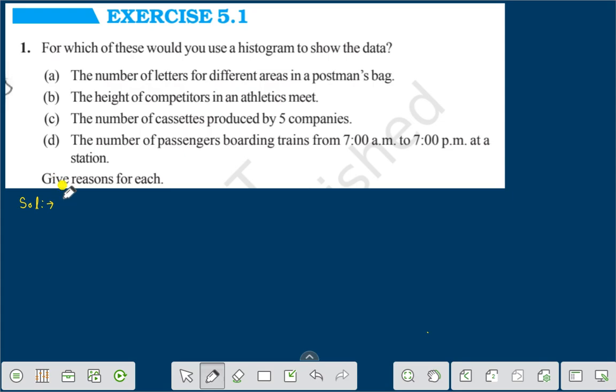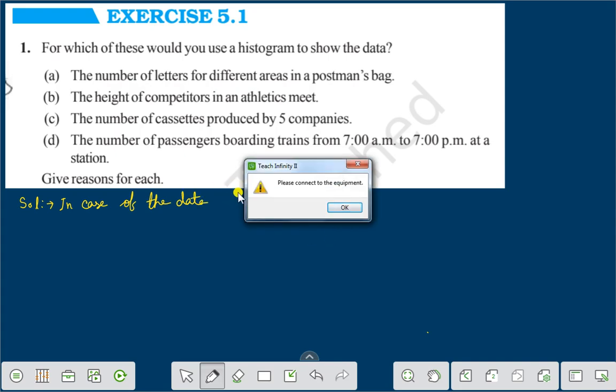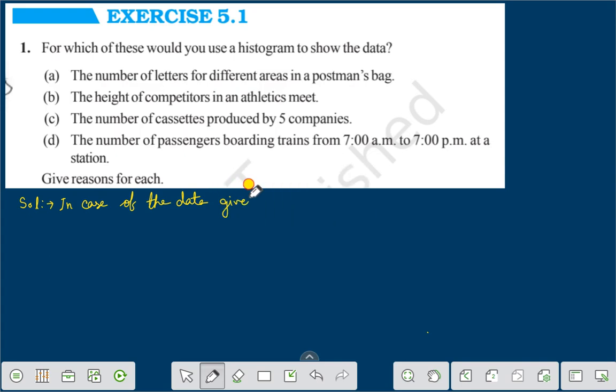In case of the data given, in case of A and C, we cannot use histogram.